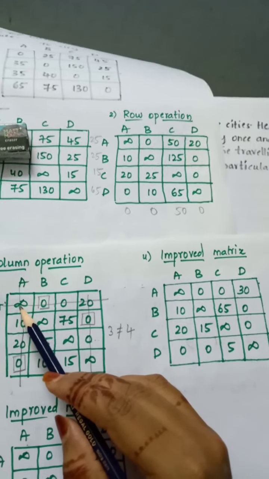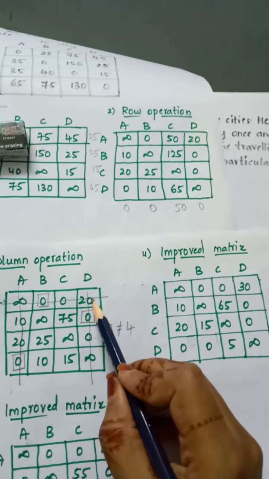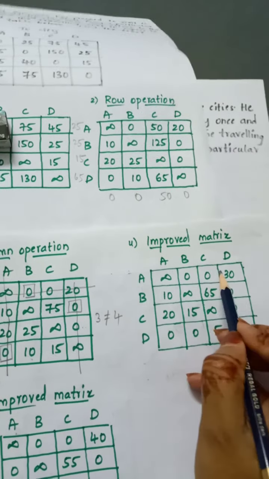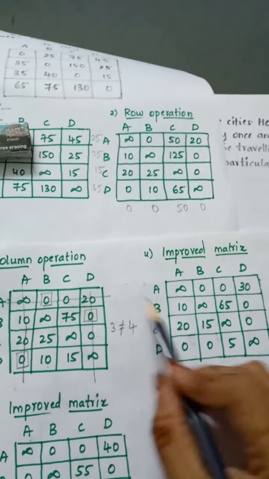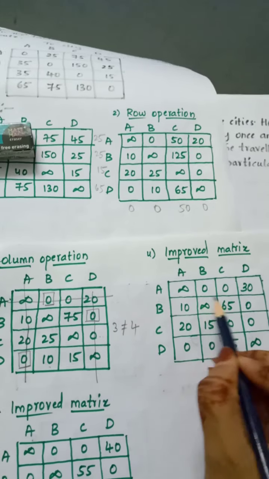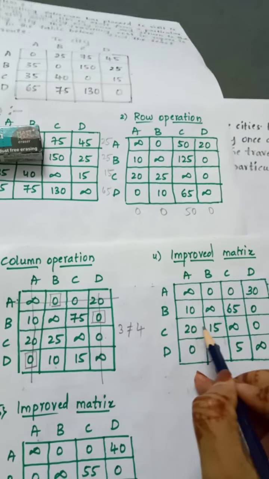So this is the improved matrix here, students. Since infinity, we have to write as it is, infinity, 0 remains same, 0, 20 is an intersection point, students. So 20 plus 10, minimum value is 10, 20 plus 10 is 30. Okay, 10 has been deleted, we have to copy 10, infinity. 75 is an undeleted value, students. 75 minus 10, that is 65. 0 has been deleted, so as it is 0. 20 has been deleted, 20.